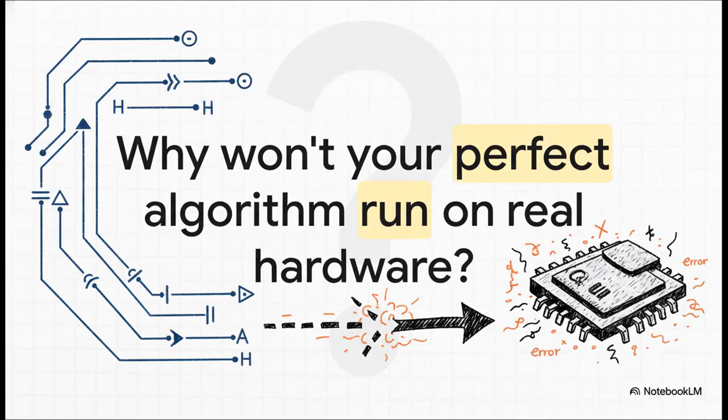All right, so let's kick things off with a really fundamental problem. Imagine you've designed a brilliant quantum algorithm. On paper, it's flawless, theoretically perfect. But then you go to run it on some actual quantum hardware and nothing. It just fails. So what gives? This is the central challenge that pretty much every quantum developer runs into.